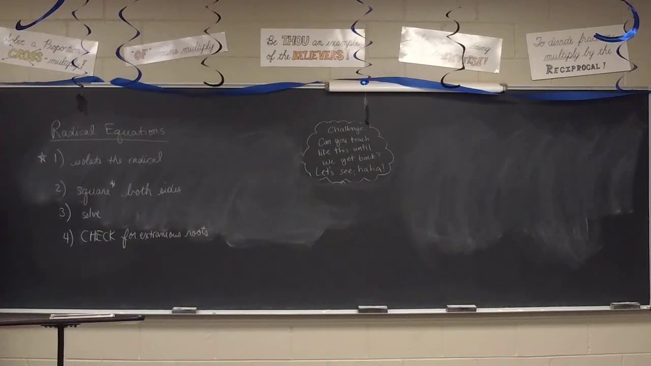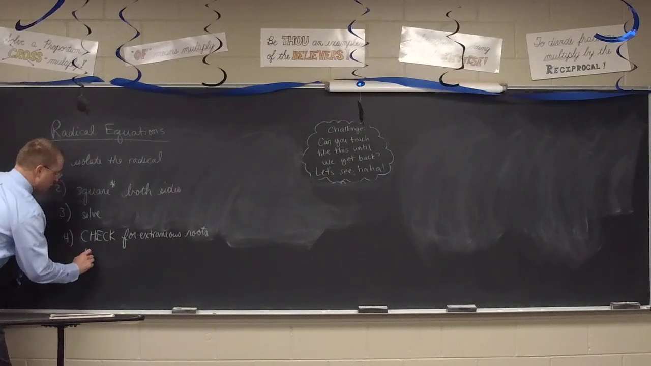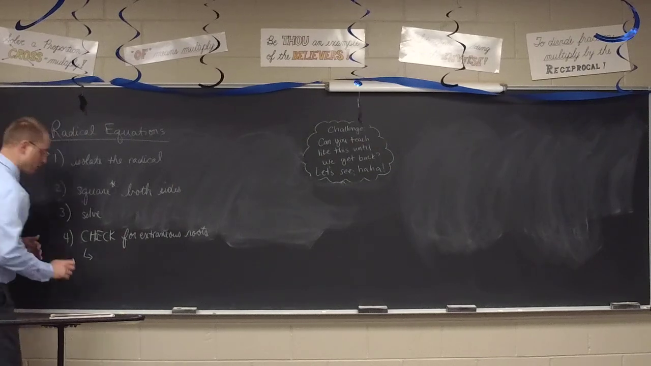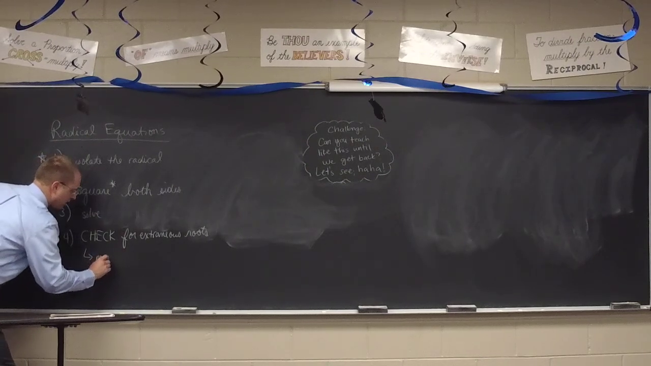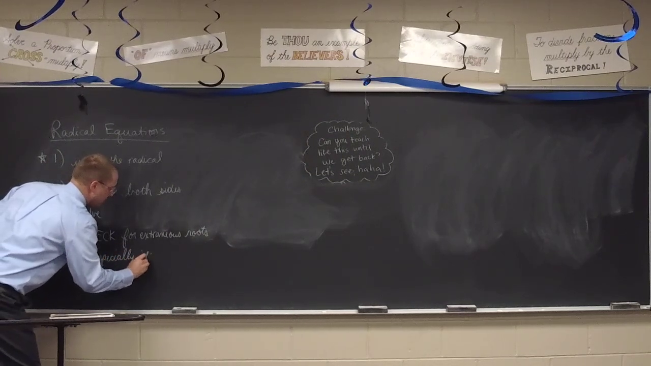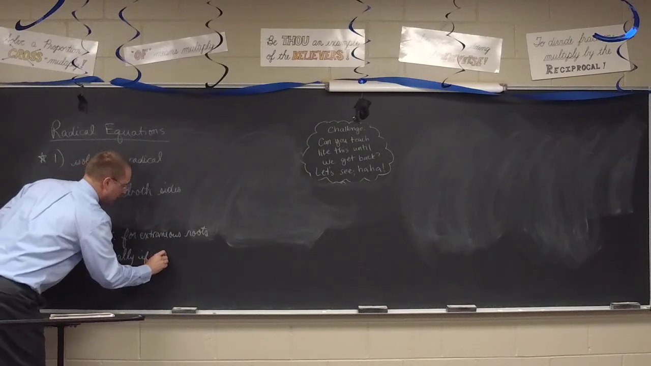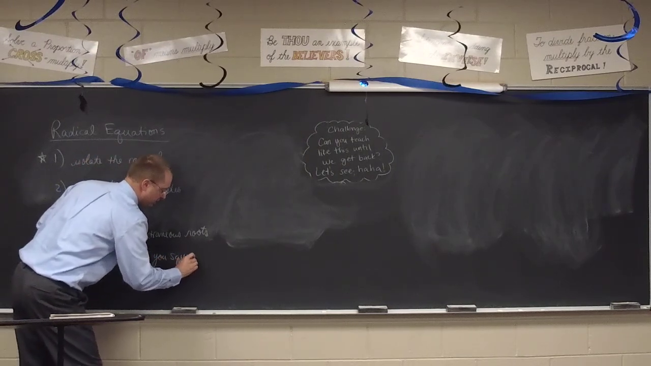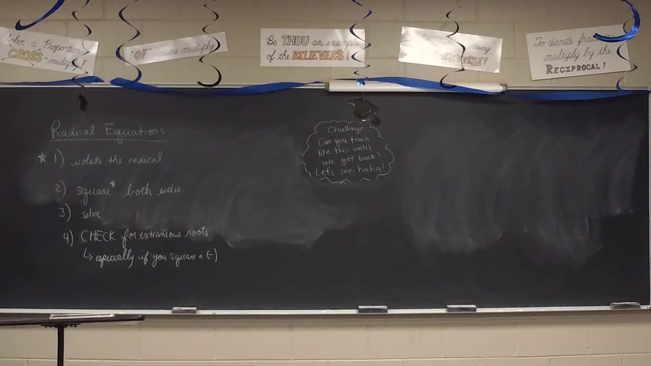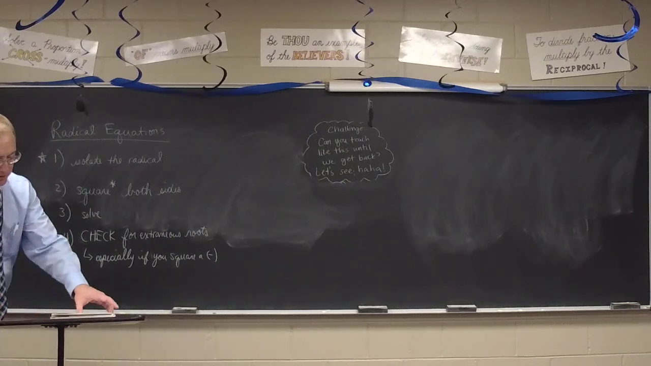Check for extraneous roots. Now, the times you're going to see them the most, and this isn't all inclusive, but this is a good strategy tip of when to be on high alert, is if you square a negative. At some point in the process of solving, you're like, oh, I just squared a negative. There's a very good chance you've got an extraneous root coming your way. Check for extraneous roots.